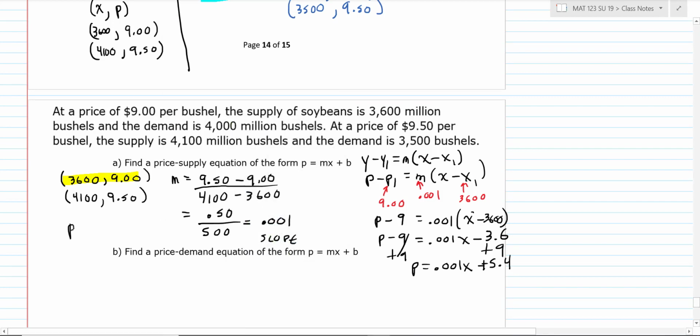So I'm going to write this over here. The price supply equation is 0.001x plus 5.4, like that.